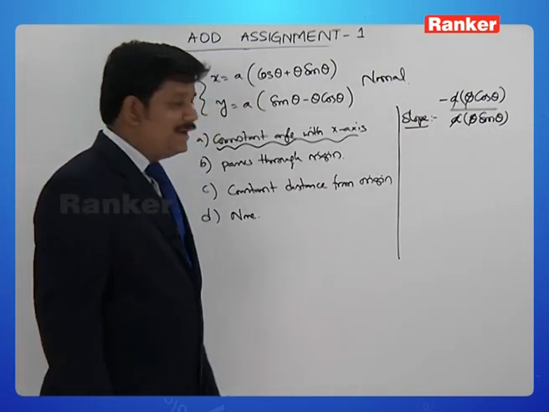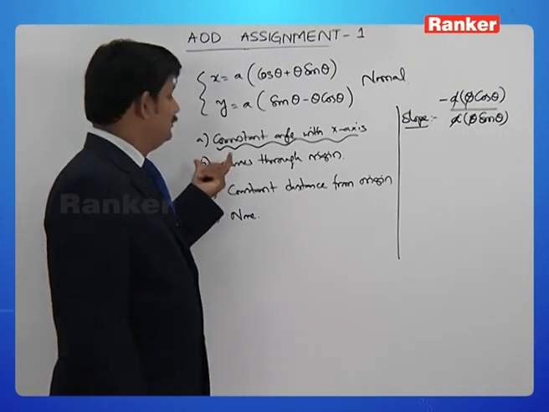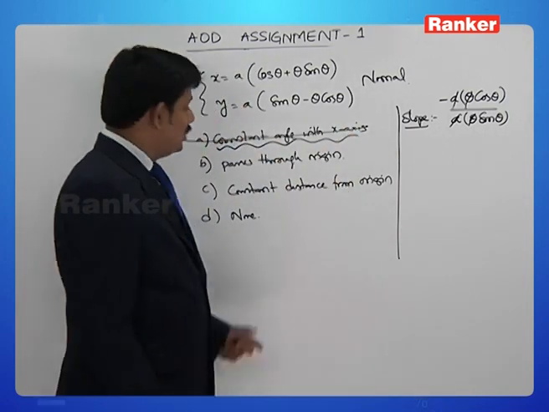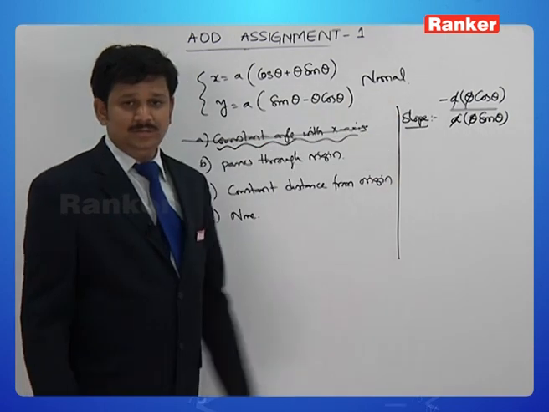Slope is minus cot theta, which is not independent of theta, it is dependent on theta. So it can't be option A. It is not making a constant angle with the x-axis. The angle is dependent on theta.